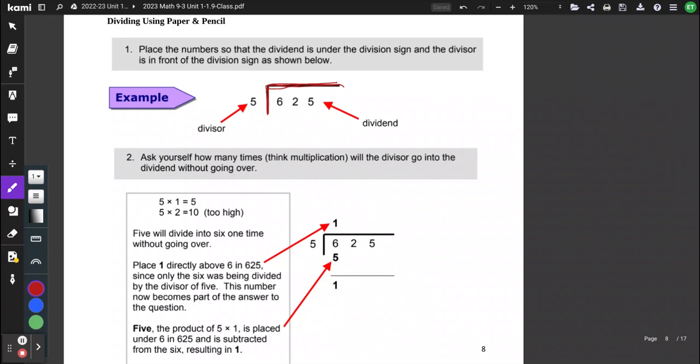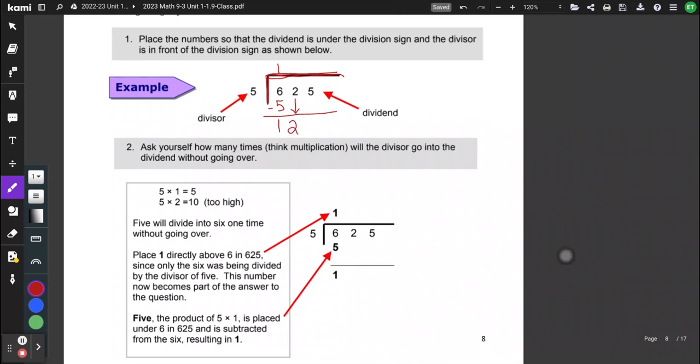And now what we do, if it's a single digit, is divide it into the first number. Can we get 5 out of a number of 6? Yes, once. So I would put a 1 there, and I would put my 5 underneath, and then I subtract. I get a 1 left over. Will 5 divide into a group of 1? No. So we've got to bring down the 2. That's what's happening, and they're showing us.